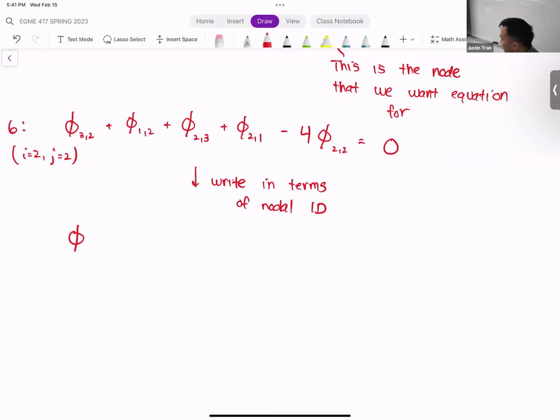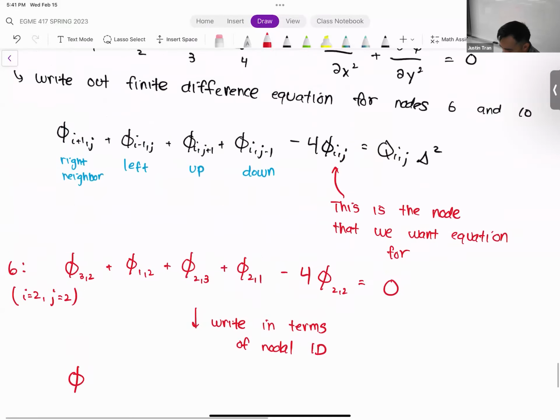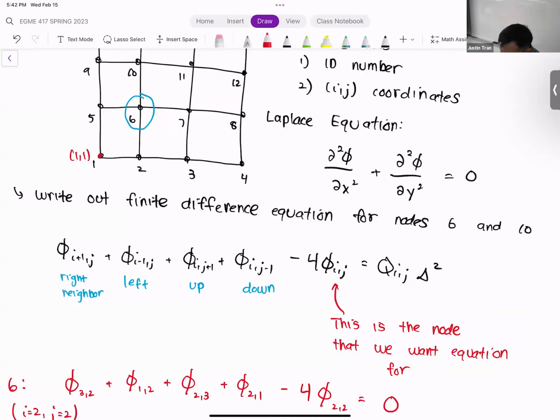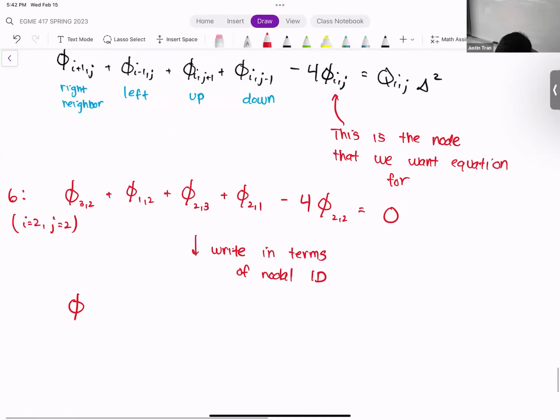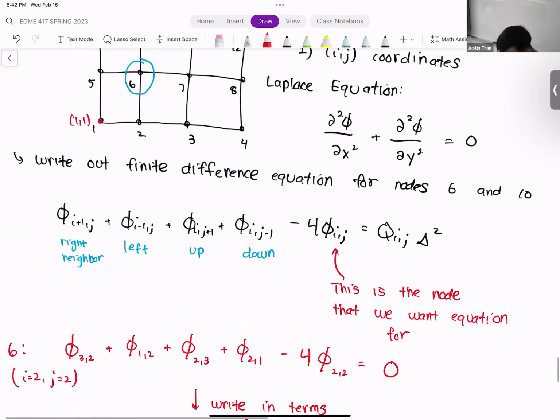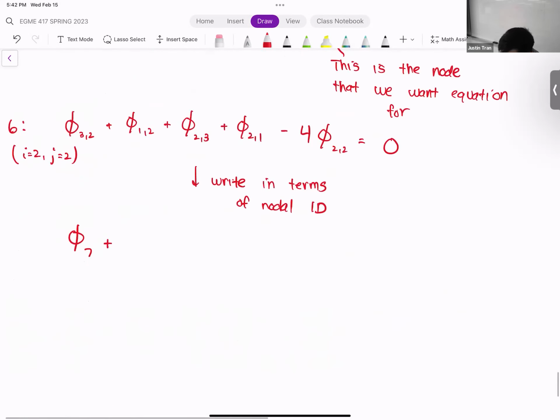All right, so let's look at each of the I J coordinates here and write down the ID numbers for that. First we have phi 3, comma 2. And so we go 1, 2, 3, comma 2, and that's going to be node 7. We have phi 1, comma 2. We start at 1, 1, and 1, comma 2 is right above that, so that's going to be phi 5.